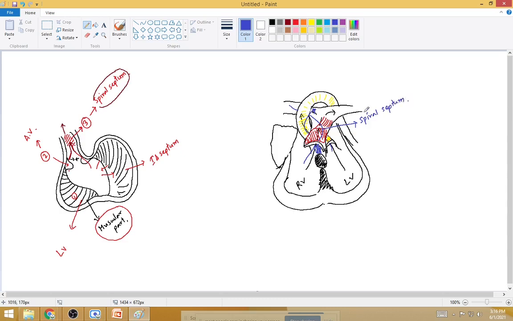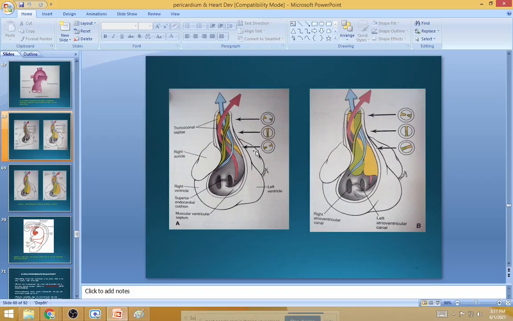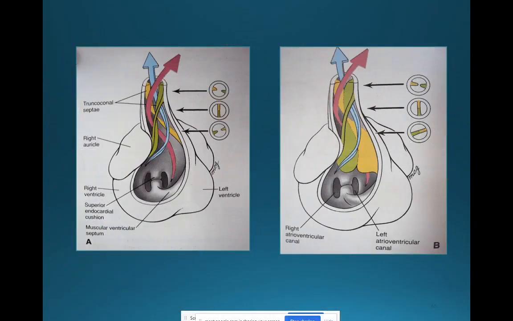Is it clear a little bit now? Yes, sir. So now you see, this is the muscular part. This is the superior AV cushion. This is the inferior AV cushion. Now a septum is being developed in the conotruncal region. I am saying conotruncal, conus cordis and truncus arteriosus. Conotruncal septum. Conus cordis is forming the outflow of both the ventricles.